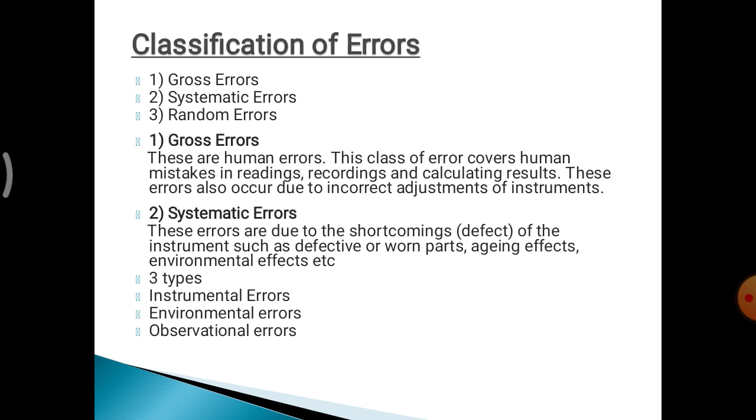Next we'll discuss the classification of errors. Why will the error occur, what is the reason behind that? All those things we'll be discussing now. There are three types of errors: gross errors, systematic errors and random errors. See, gross errors are nothing but human errors, human mistakes. While taking readings, sometimes he may not record them properly in the book. Sometimes he may make mistakes while doing the calculation, when he has to insert formulas, and at that time also there will be mistakes.